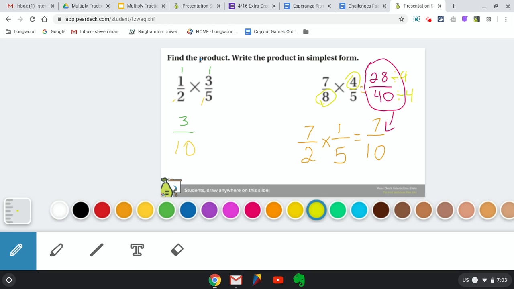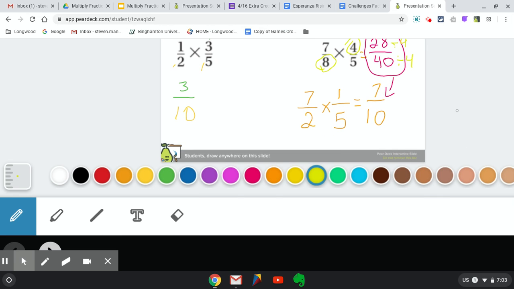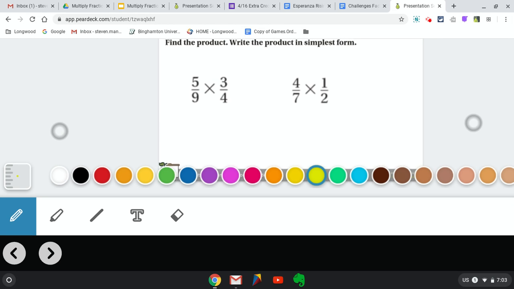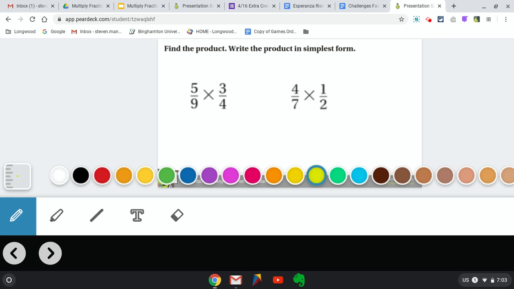All right, let's take a look at the next set of questions. So let's see about this first one about cross canceling. Again, I'm going to be looking at 5/9 times 3/4, and we're looking at the first numerator, and that extended to the opposite denominator.